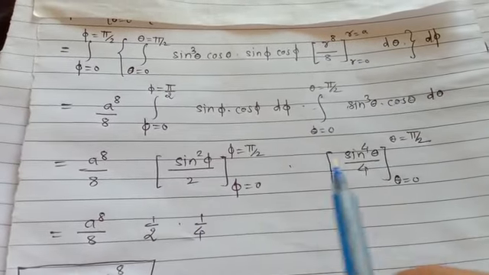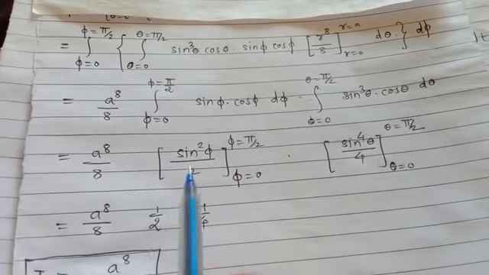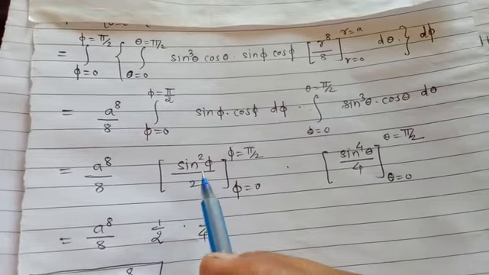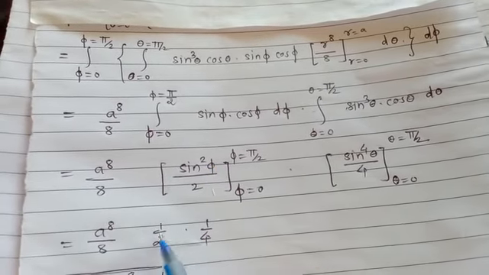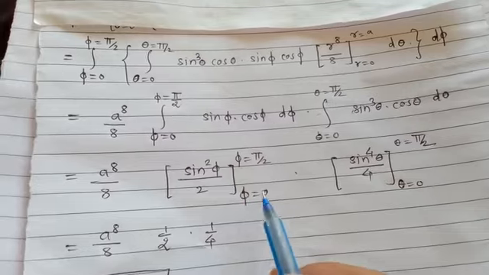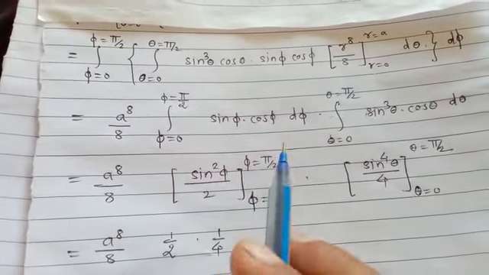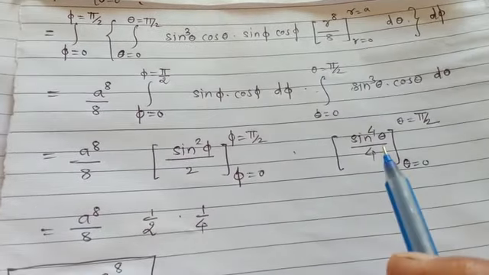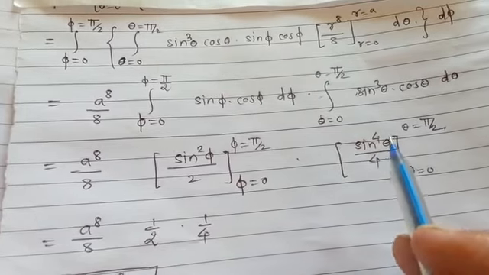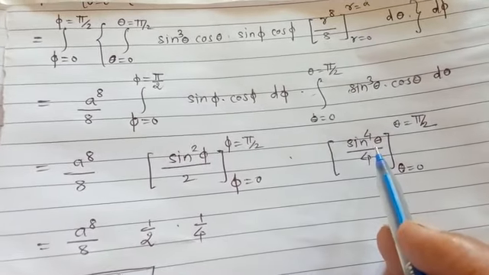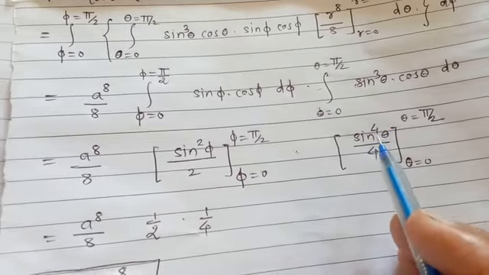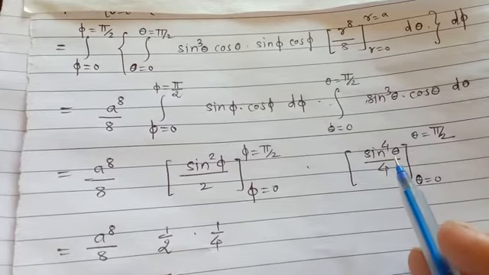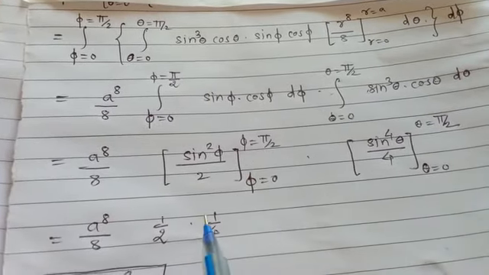After putting the upper and lower limits for both, we get sin² (pi by 2) upon 2, that is 1 by 2, minus the value at 0, where sin 0 is 0. So only the upper limit value is positive, and that is 1 by 2. Similarly, from the second bracket, sin raised to 4 (pi by 2) is 1 raised to 4, that is 1, so 1 by 4 remains, and at the lower limit sin raised to 4 of 0 is 0. So this value is only 1 by 4.